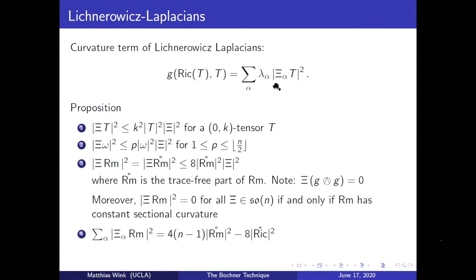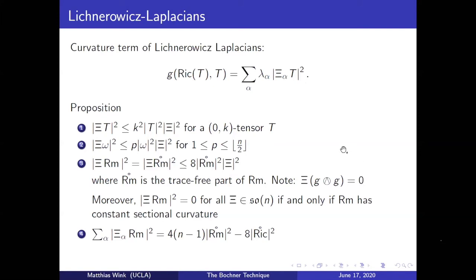And the second ingredient that we needed for forms, we wanted to know how big is the total sum. And we can compute the total sum. It's 4(n minus 1) times the norm of the trace-free part of the curvature tensor minus 8 times the norm of the trace-free part of the Ricci tensor.